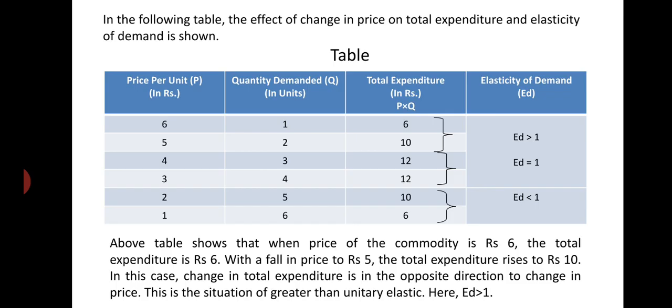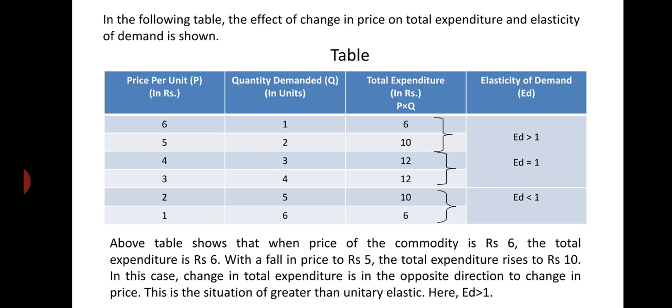Right? But you mark, when price falls to rupees 4, total expenditure becomes 12 rupees. With a fall in the price to rupees 3 per unit, total expenditure is also 12 rupees. Here, with a fall in price, total expenditure remains constant, that is at rupees 12. After that, when the price of the commodity falls to rupees 2 per unit, total expenditure becomes 10 rupees. When it falls to 1 rupee per unit, total expenditure is 6 rupees.